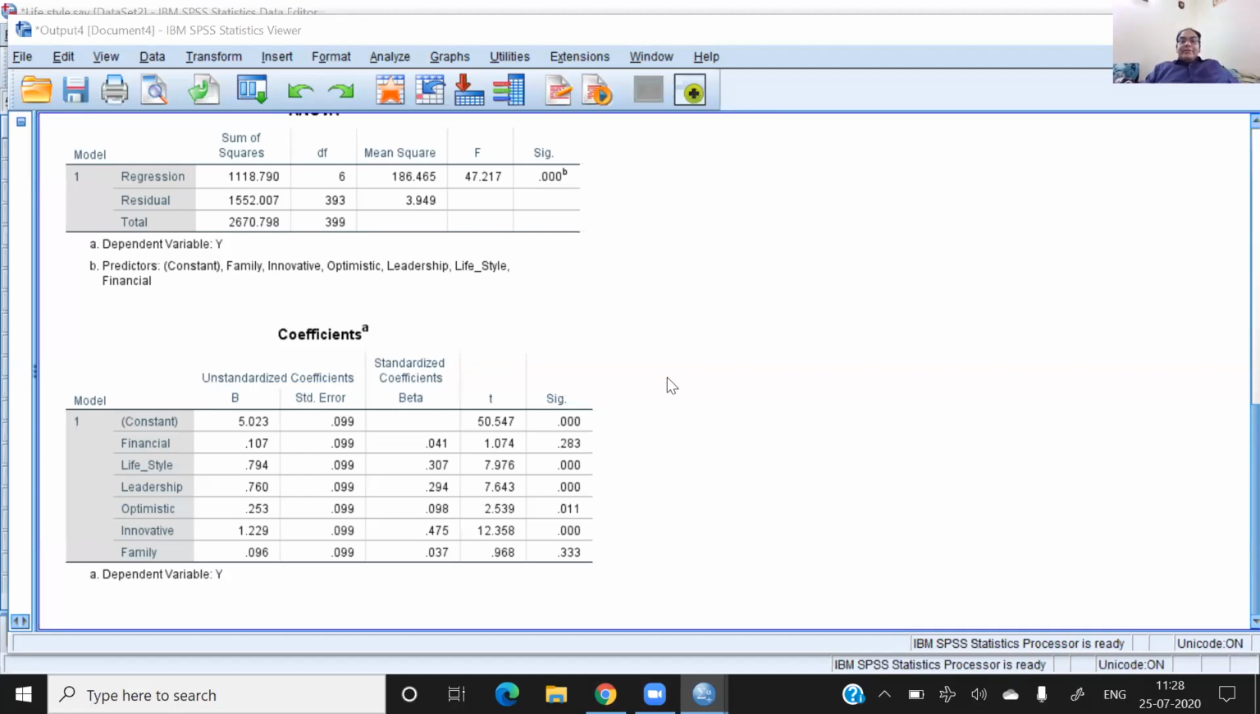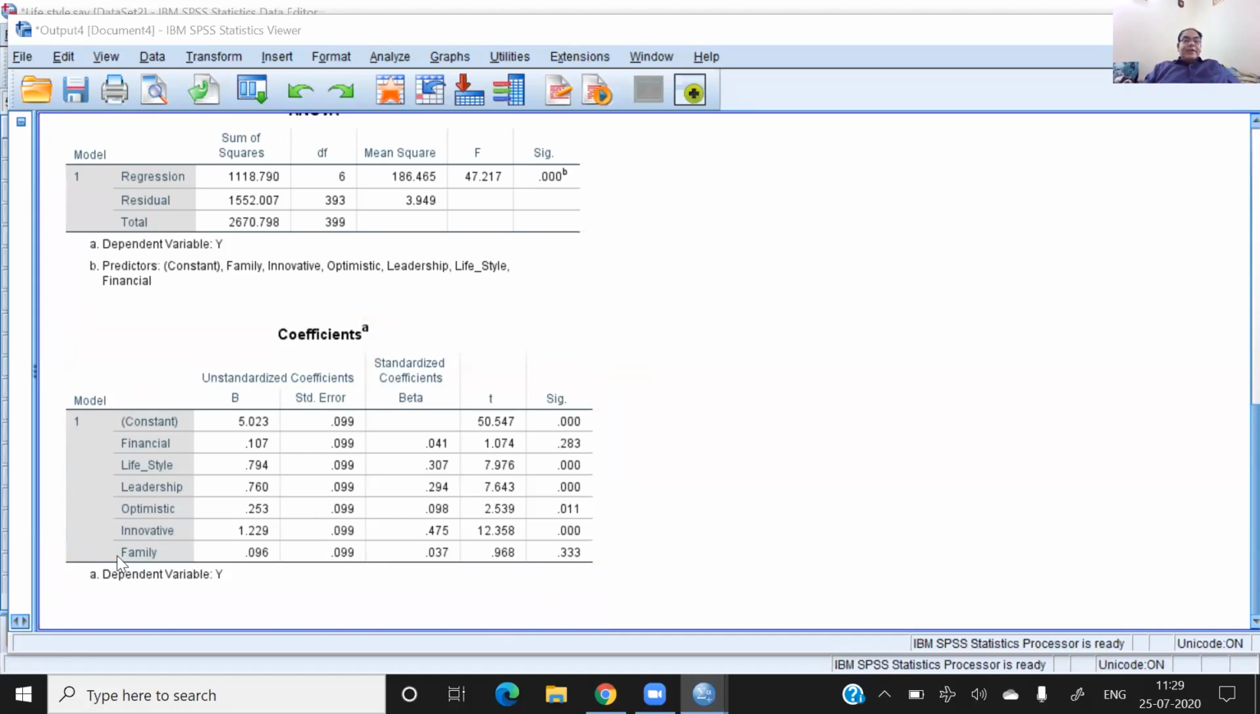So lifestyle is having a significant effect. Leadership is also having a significant effect. Optimistic is also having a significant effect. Can we say family is having a significant effect? And the financial is having a significant effect? No. So we can see that the family is not having a significant effect on y, and financial is also not having a significant effect on y.